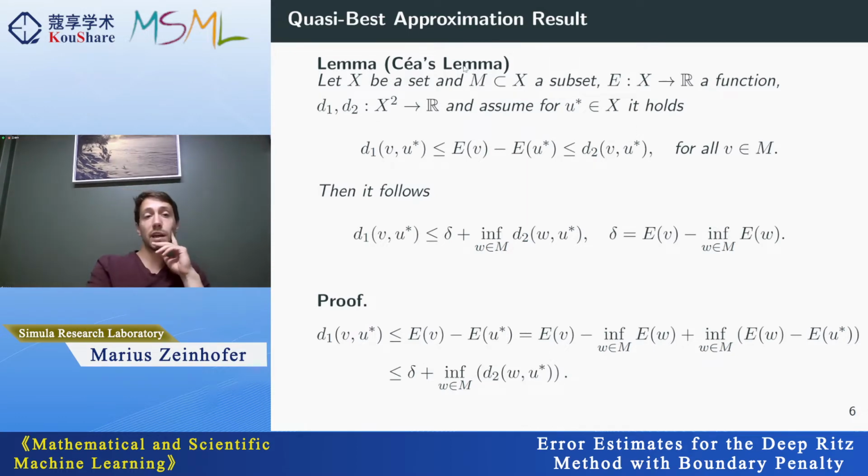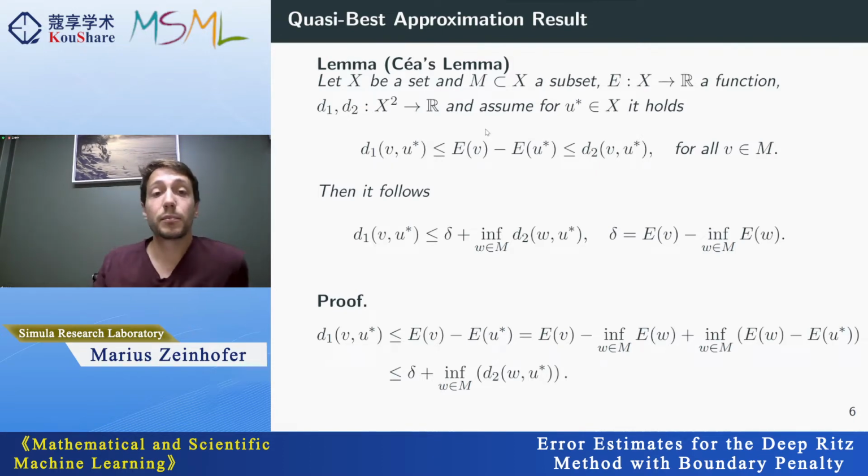And then assume we have here D1 and D2. You should think of these two functions as some sort of metric, but you don't need to assume anything. They don't need to satisfy anything for now. But one thing needs to be satisfied, and this is this two-sided estimate.